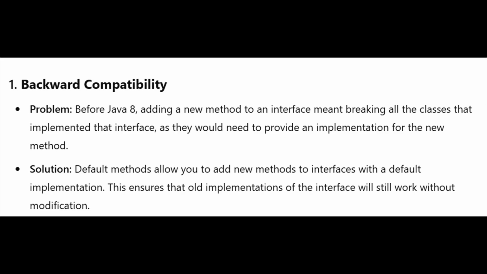1. Backward compatibility. Problem: Before Java 8, adding a new method to an interface meant breaking all the classes that implemented that interface, as they would need to provide an implementation for the new method. Solution: Default methods allow you to add new methods to interfaces with a default implementation. This ensures that old implementations of the interface will still work without modification.